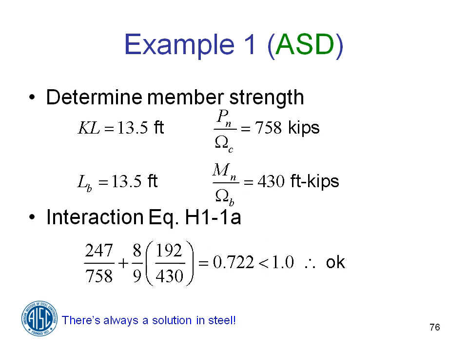And using the interaction equation, we find that we need equation H1-1A, and the interaction value comes out to be 0.722. Okay, well less than 1. And of course, we'd have to check it for any other load combinations.